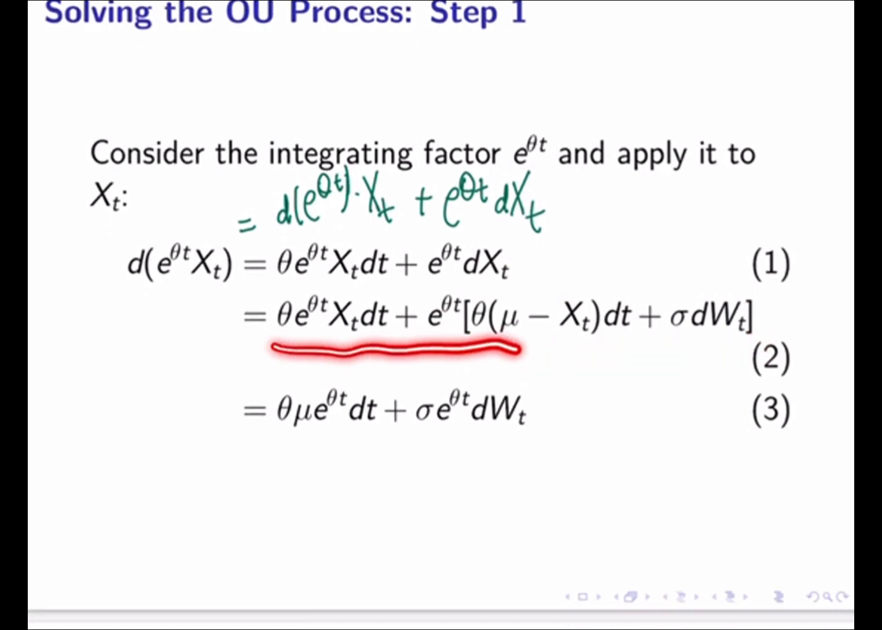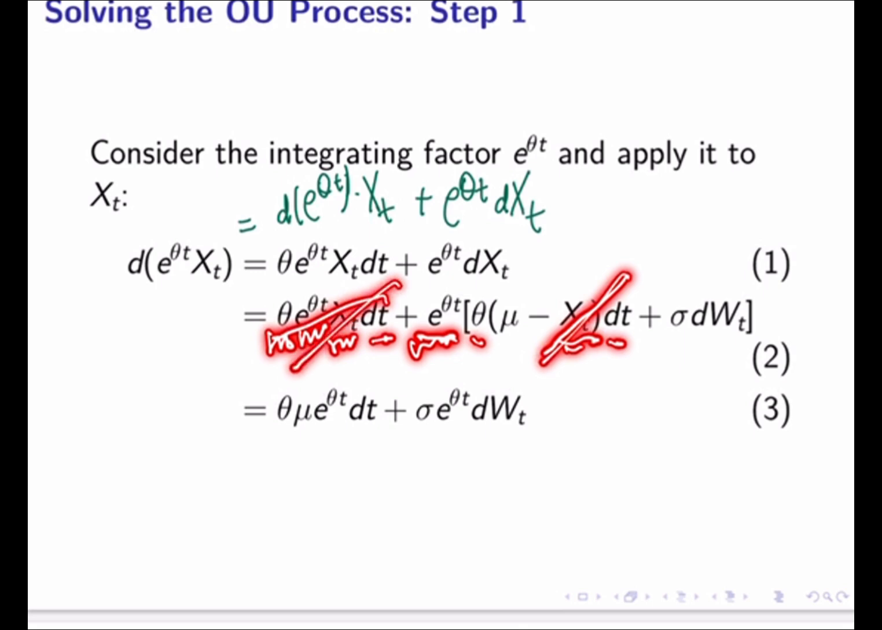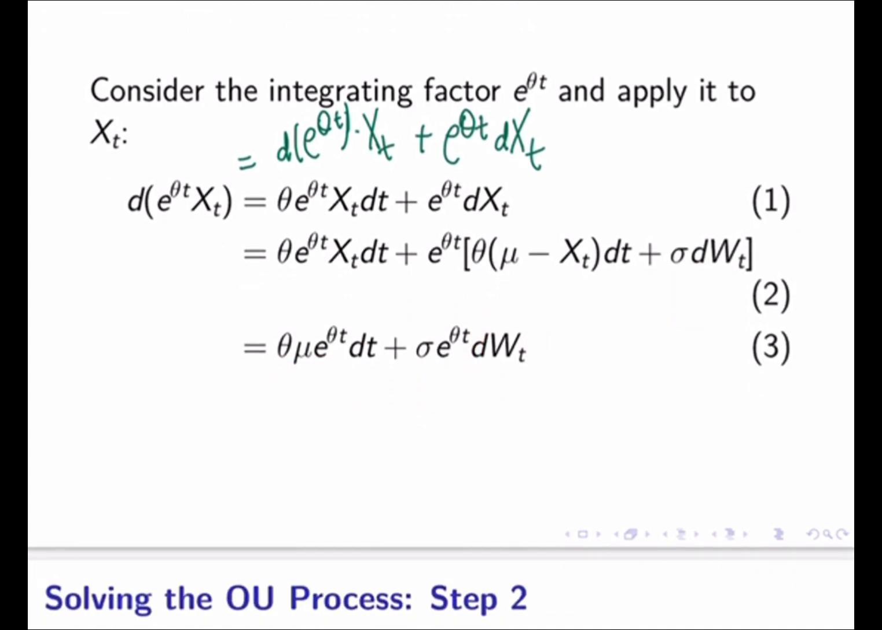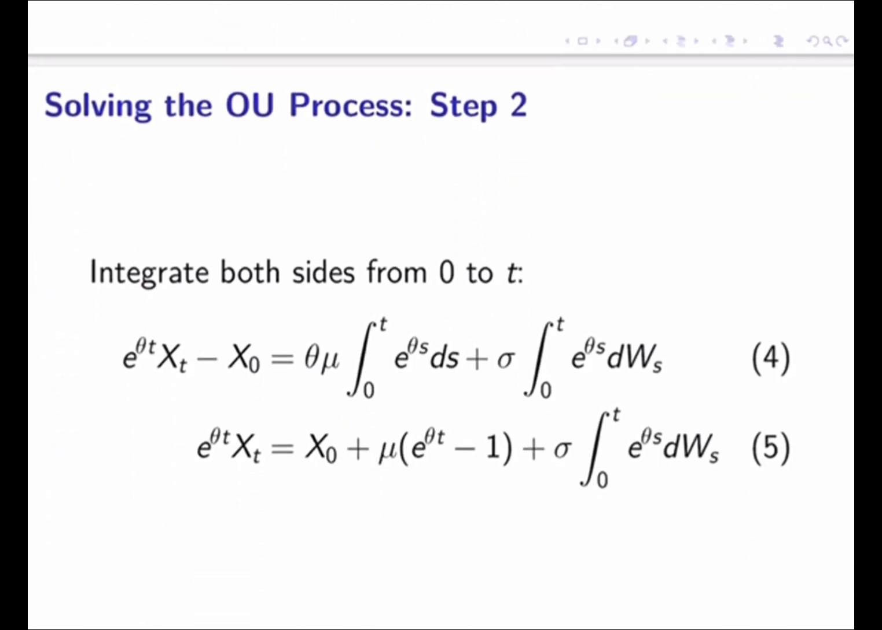Now we have this summation for the differential, and we can see that this term actually cancels with this term, because you have a theta, you have exp(theta t), and you have Xt dt. Also in the second part, we have exp(theta t) theta Xt dt. So these two terms cancel. The remainder is theta times mu times exp(theta t) dt plus sigma exp(theta t) dWt. Now the right-hand side does not involve any Xt.